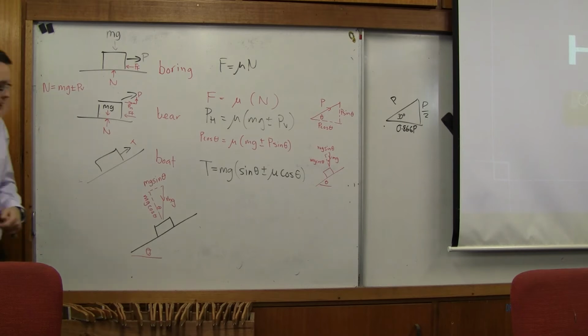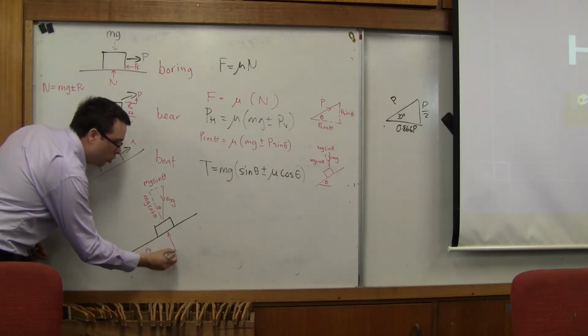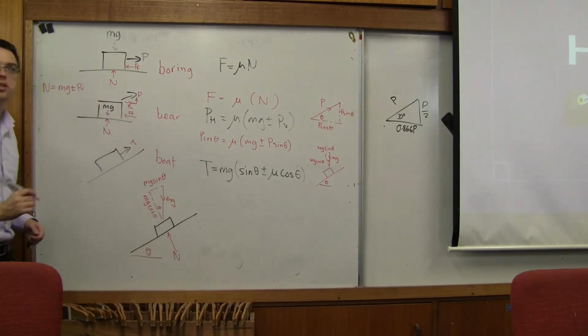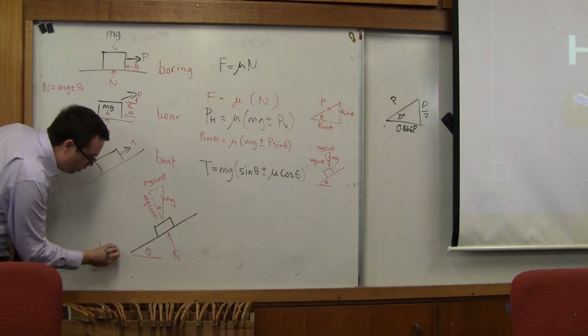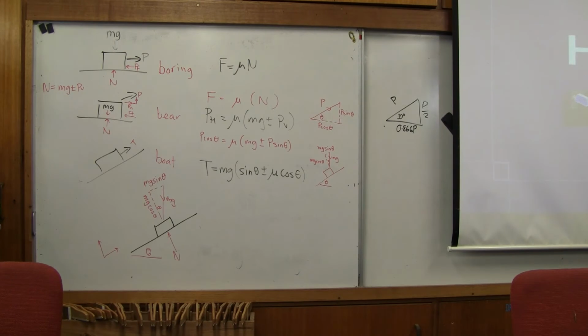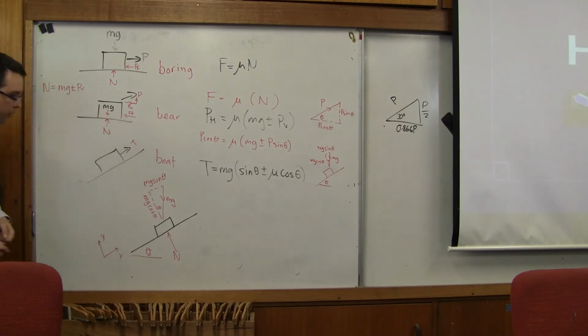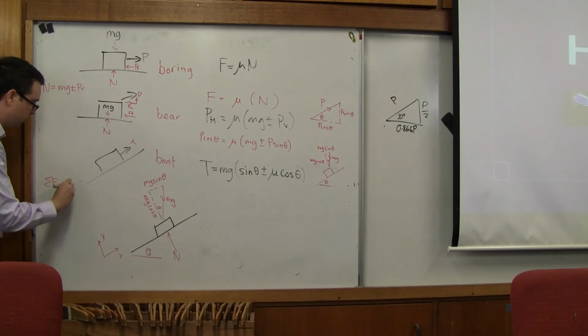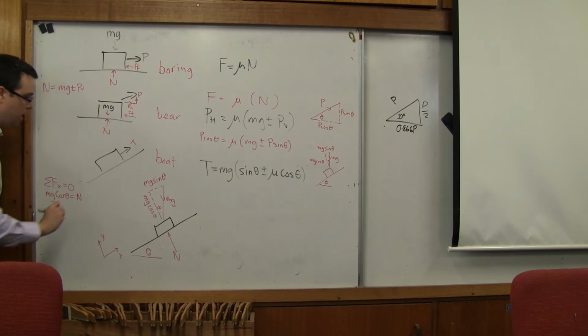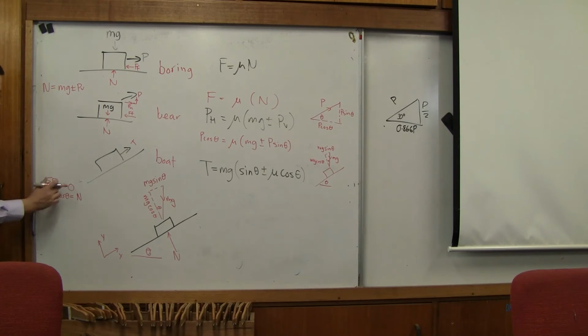Now, what are our other forces? We know that there's another force here, which is the normal force, and that is always perpendicular to the surface. Normally we use vertical and horizontal as our directions, but in this case, we're going to set our own axes called x and y. If we take the sum of the forces in the y-axis, the sum of the forces equals 0. What do we know? We know mg cos theta has to equal n, because there are no other forces in the y direction.